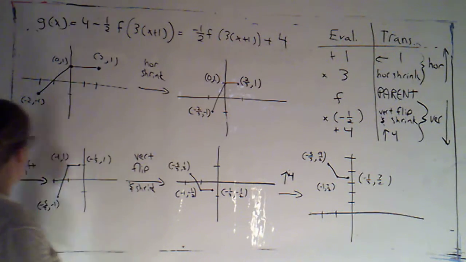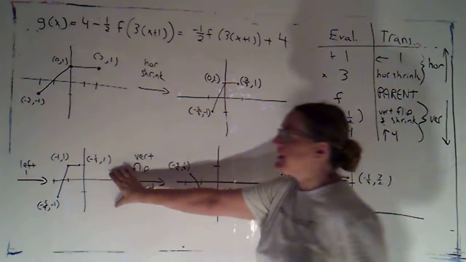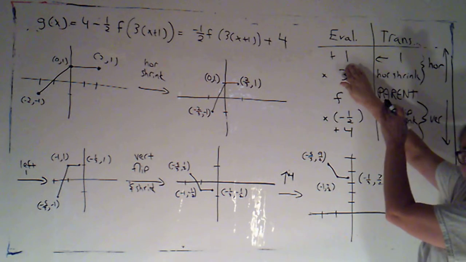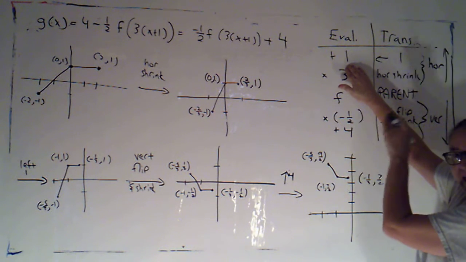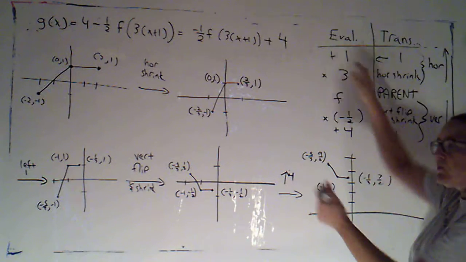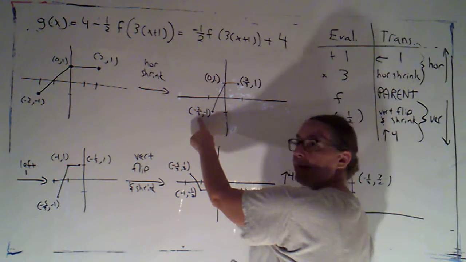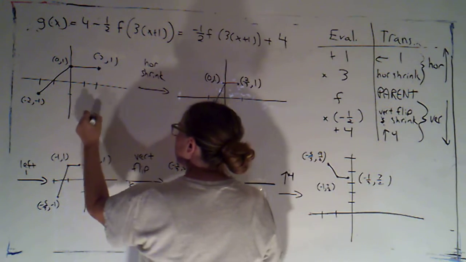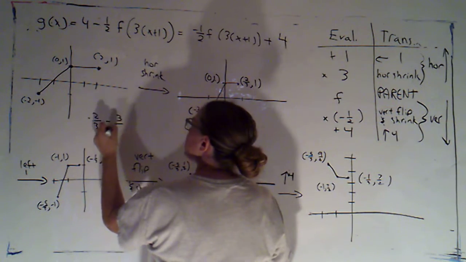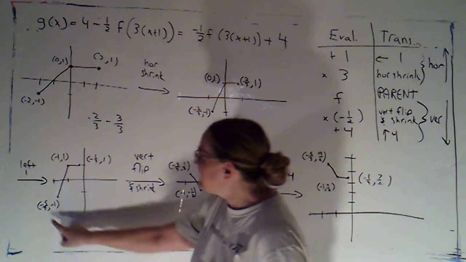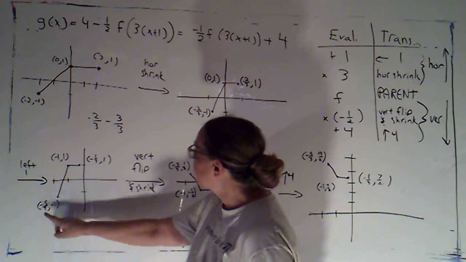All right, then I came down here. We wanted to shift things left 1. We accomplished that again by doing the opposite of what we do in evaluating the function. So instead of adding 1, I'm going to subtract 1 from all of my x values. So negative 2/3 minus 1. Well, 1 is just the same as 3/3. So that's negative 2/3 minus 3/3. That's going to give me negative 5/3.